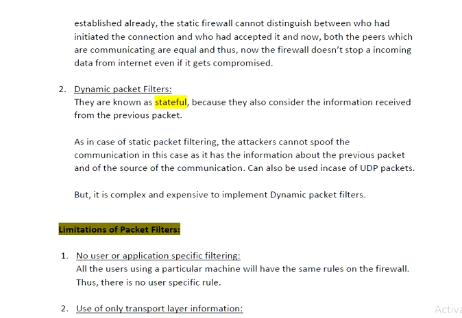That is done by the static packet filter, but in a dynamic packet filter you can do this for UDP packets also. In that case, if packets are lost, that is also allowed. It is complex and expensive to implement dynamic packet filters, mainly in professional cases, like when you are doing a bank transaction.